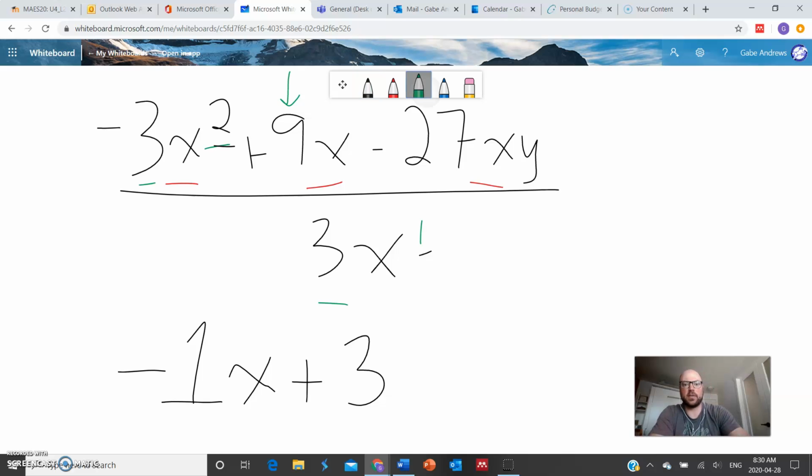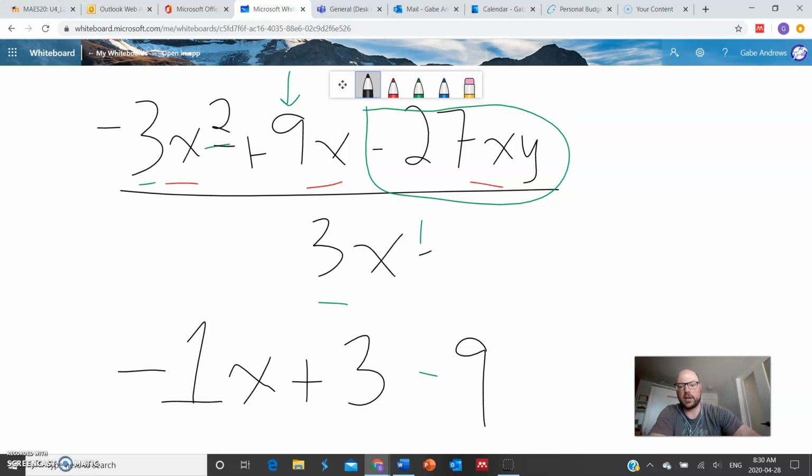And then lastly, we have negative 27xy divided by positive 3x. So negative 27 divided by 3 is equal to negative 9. Oops, wrong color. Negative 9. And then x divided by x is 0, and then there's y divided by nothing, so that would leave the y behind. So that's a more challenging division question that you can work from. So let's move on to modeling these.